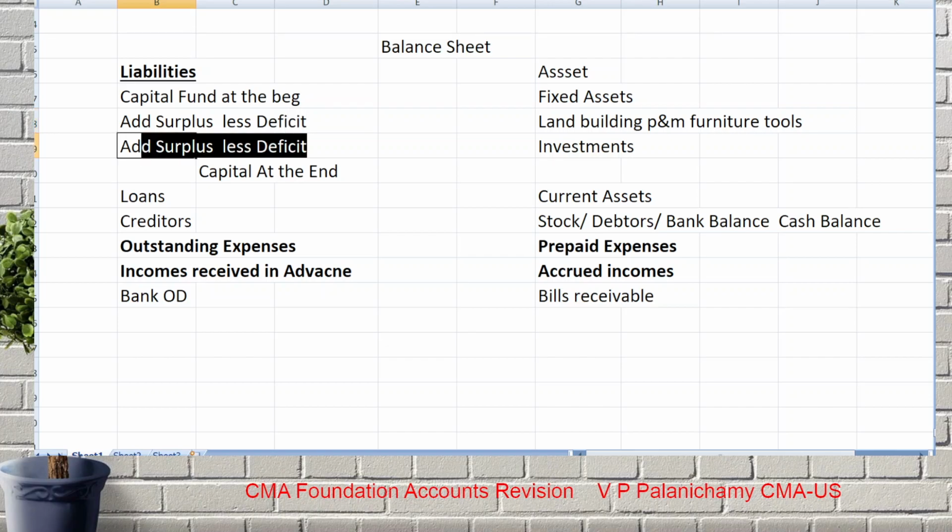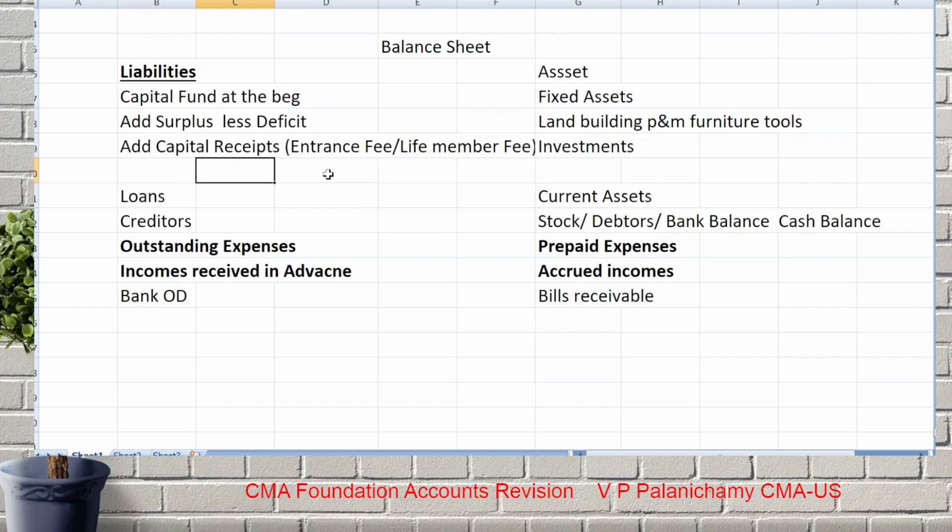Then we will add any capital receipts. Examples of capital receipts: entrance fees, life membership fees. All those things will be added. Then you will get the capital fund. Then you will show other liabilities. Most importantly, which one is an asset, which one is a liability?